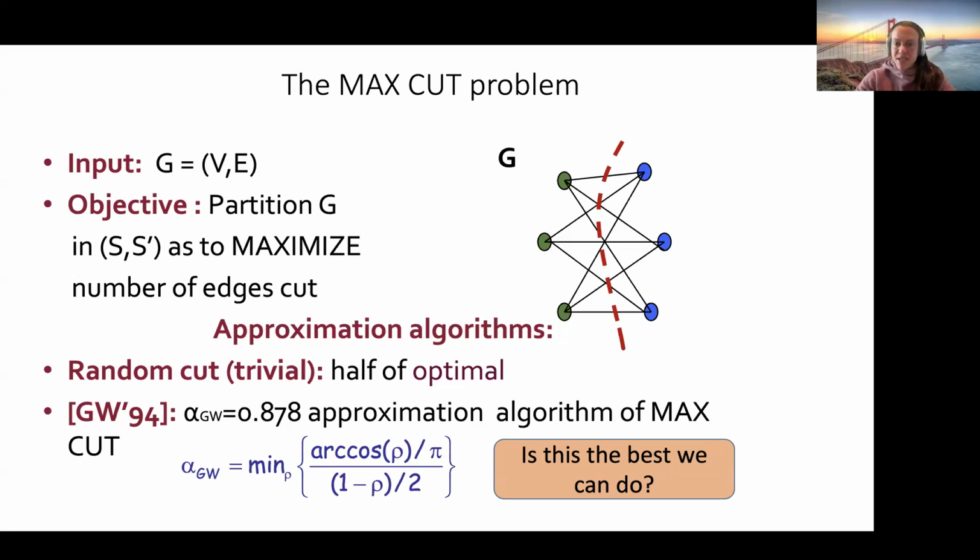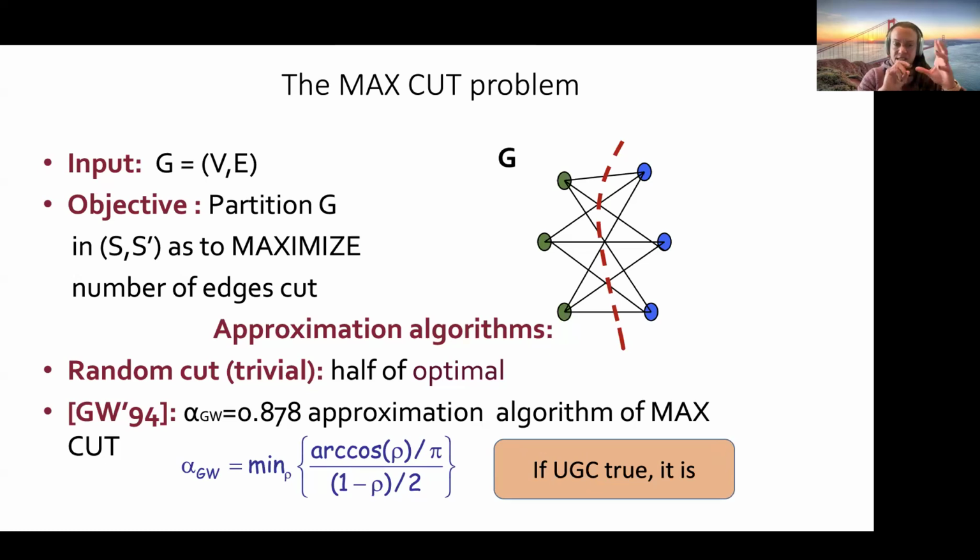How well can we approximate max cut? Is this the best algorithm? It kind of seems an unnatural stopping point. It seems unnatural to think 0.878 all of a sudden is the optimal approximation algorithm for max cut. I mean, a half would be more reasonable as a nice round number. So you can ask, is this the best we can do? And it turns out if a key assumption in complexity theory called the unique games conjecture is true, then this is the best we can do.